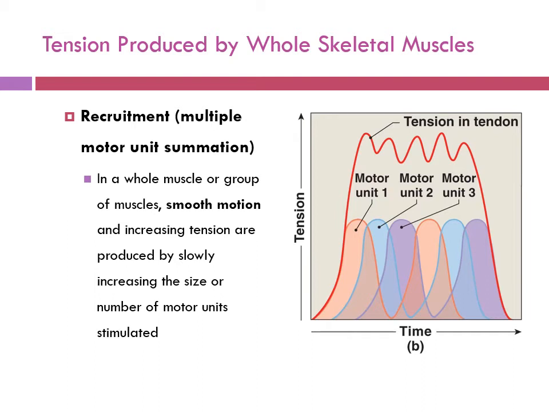The first motor unit is going to contract. And then while it's getting tired, the second motor unit is going to contract, and the first one's going to start to relax. Then the third one's going to kick in and allow the second one to relax. And then the first one's going to kick back in. So the motor units are getting stimulated slightly off from one another so that you can have smooth motion without exhausting any one motor unit in particular.